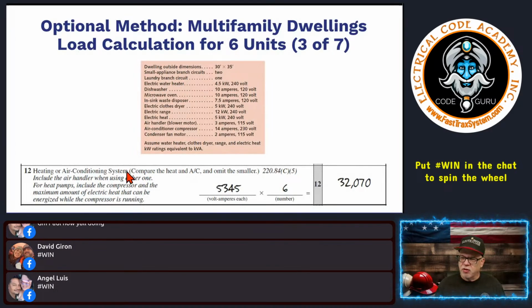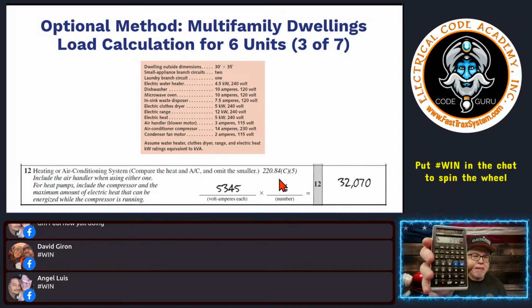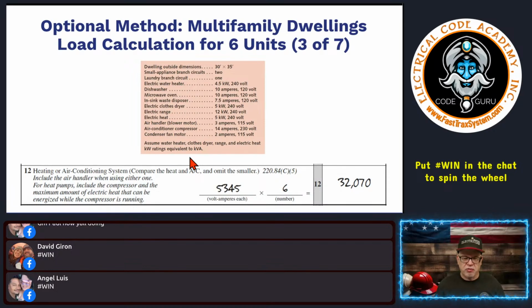Thanks for joining us. So in this case, that's just 1 unit, and we have 6 units. So it's 5345. That's the heat and the air handler. That's the larger of the heat versus AC. And it is 5345 times 6. It is 32,070. Mr. Casio is absolutely correct. So that value is correct.